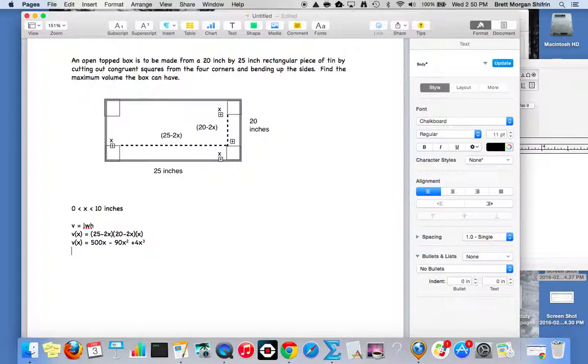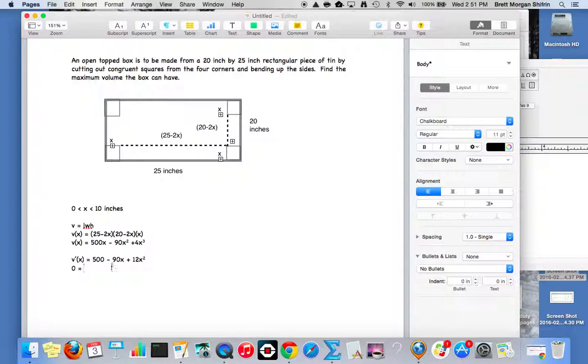Now I take the derivative. V prime of x will equal 500 minus 90x plus 12x squared. So I want to know, when does that equal 0? Because that's where my maximum or minimum will come out, right?